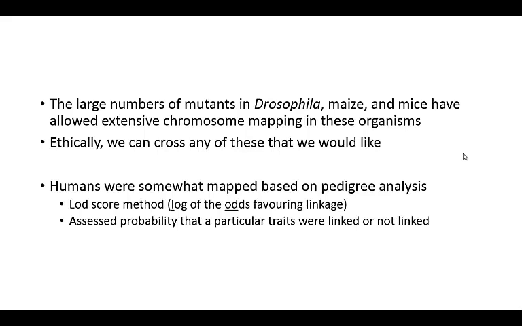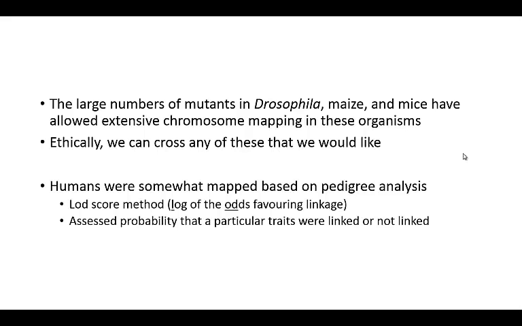So we've talked about using this linkage to be able to create maps, chromosome maps of different organisms. And we have so many different types of mutants, particularly in Drosophila, maize, which is corn, and mice. We have extensive chromosome mapping in these organisms. We have many different known phenotypes that correlate with different genotypes. And also, ethically, we can cross any of these that we would like to do.